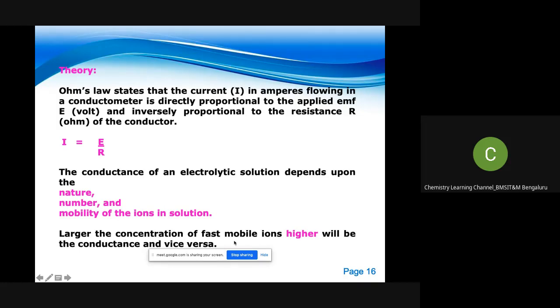Larger the concentration of the fast mobile ions, higher will be the conductance. And lower the concentration, lower will be the conductance. Higher the concentration, higher the conductance; lower the concentration, lower the conductance. Because if the mobility of the ions is fast, then conductance is high. If the mobility of the ions is slow, then conductance will be low.